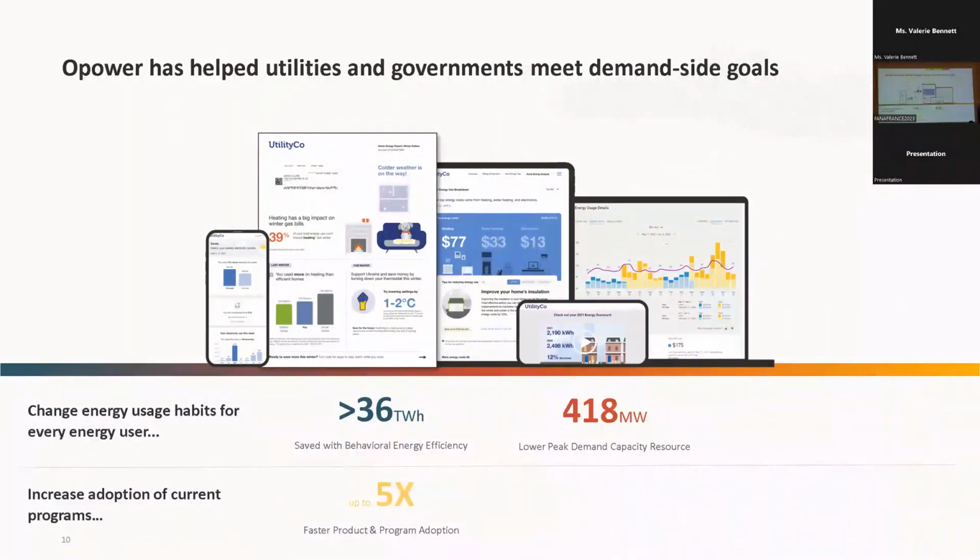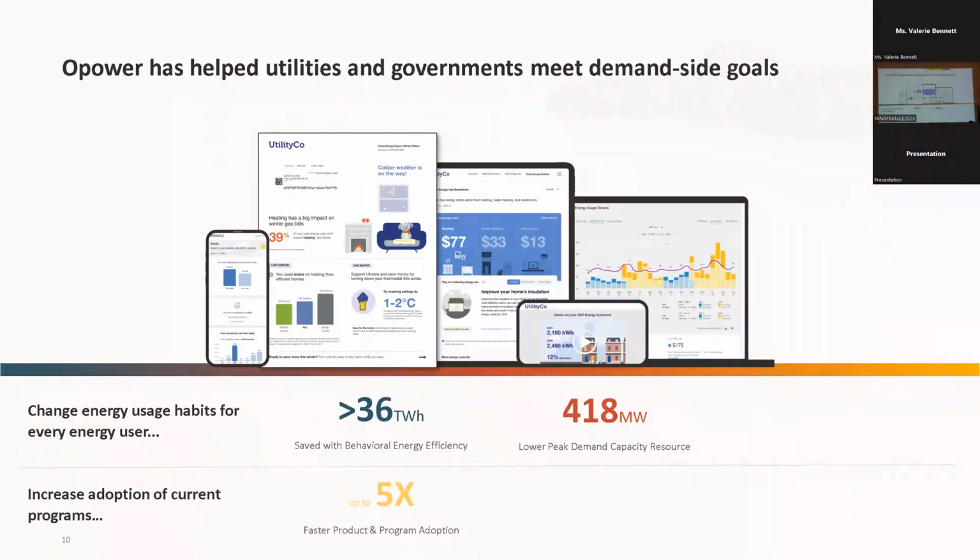And you can see that not just in the reduction of over 36 terawatt hours of energy saved with this type of program, but also in the peak demand capacity resource we're showing on the screen in front of you. This type of technology can shift customers off of usage at the most expensive days of the year and the most expensive times of the day. It's quite exciting, I think, as long as it's enabled well.